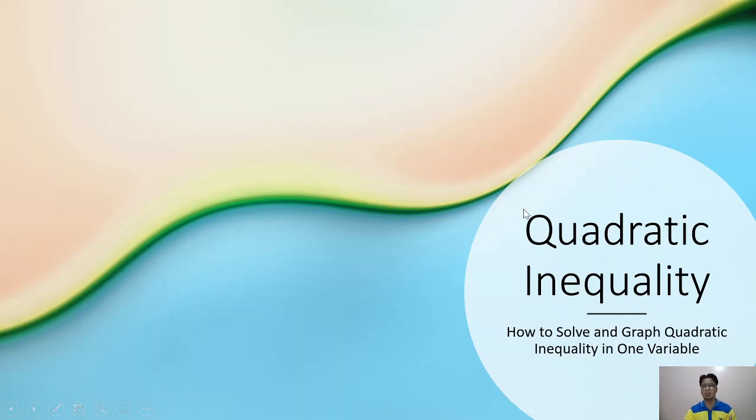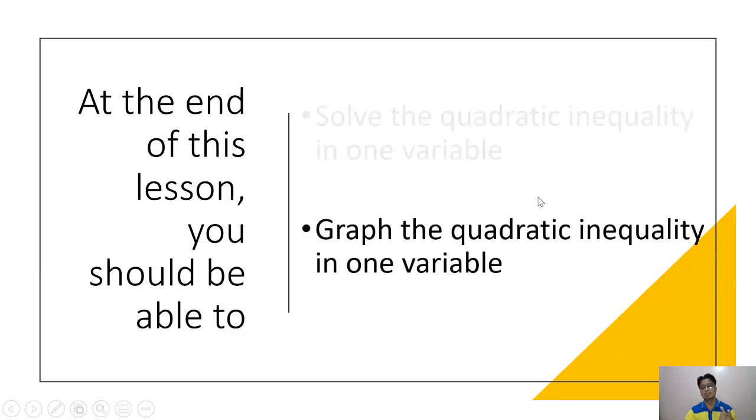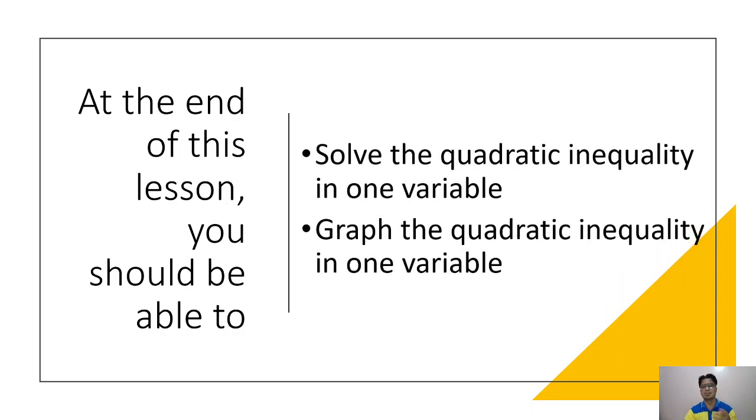Before we start with our discussion, pakita muna natin ulit yung aim natin, our objective. At the end of this lesson, you should be able to, basically we have here now two objectives. The first one is to solve the quadratic inequality in one variable. The second one will be to graph the quadratic inequality in one variable. When I say graph, alam lang natin kung saan po kukuhanin yung sagot. And in this lesson, we will be discussing it. Okay?